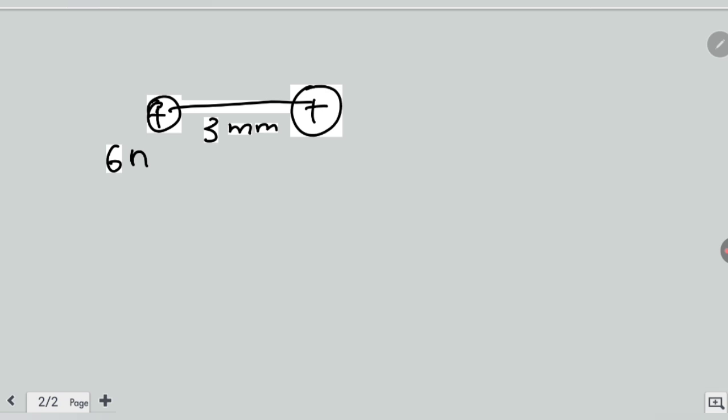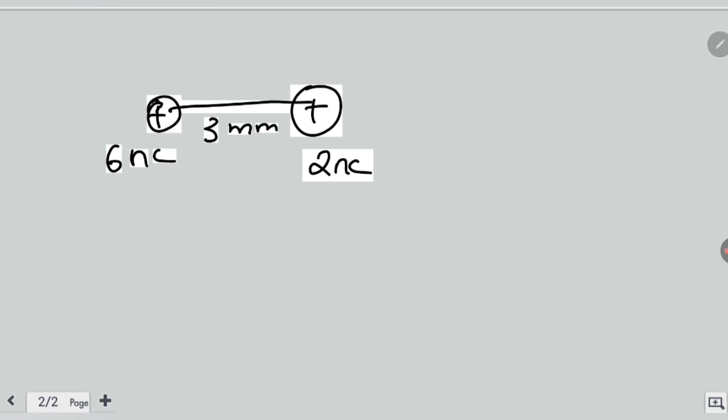So let's have a look at an example. Let's say there are two charges, one is positive and the other one is also positive. These two charges are separated by a distance of 3 millimeters, and this one is 6 nC and this is 2 nC. So we want to calculate what is the force.